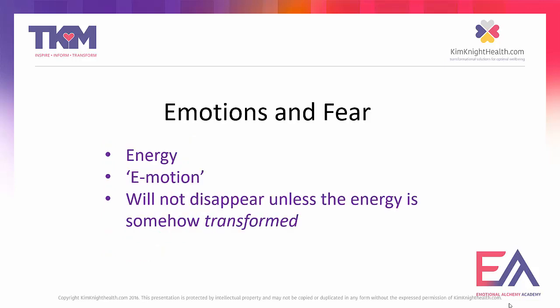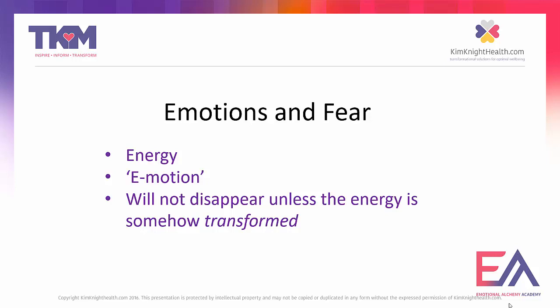So what we have to remember is that emotions are energy, E-motion. And a law of physics says that energy cannot be destroyed once it is generated. It can be transformed, but it won't just disappear. So that's why, for example, water can turn into ice or steam, but it won't just disappear. Energy needs to be transformed.